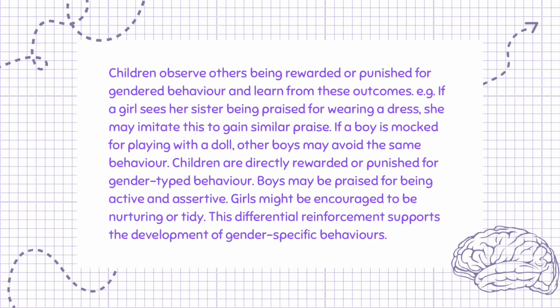Children observe others being rewarded or punished for gendered behavior and learn from these outcomes. E.g., if a girl sees her sister being praised for wearing a dress, she may imitate this to gain similar praise. If a boy is mocked for playing with a doll, other boys may avoid the same behavior. Children are directly rewarded or punished for gender-typed behavior. Boys may be praised for being active and assertive. Girls might be encouraged to be nurturing or tidy. This differential reinforcement supports the development of gender-specific behaviors.